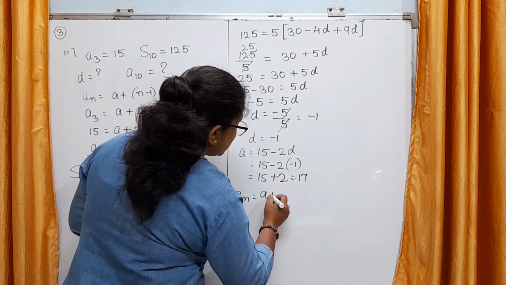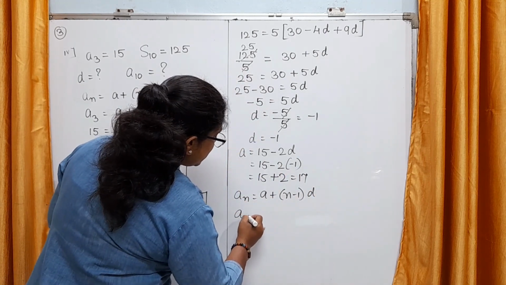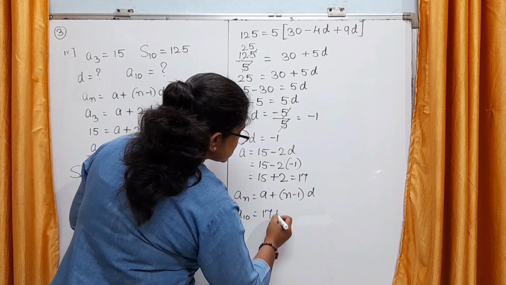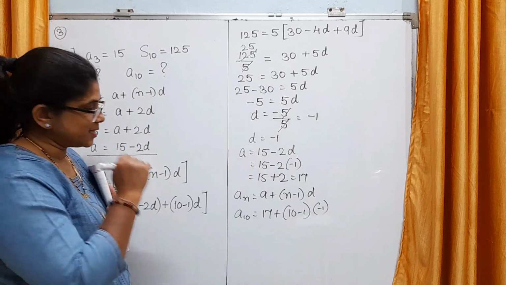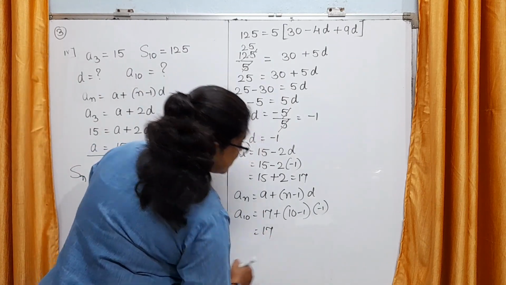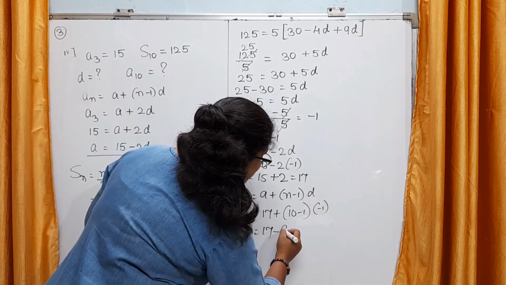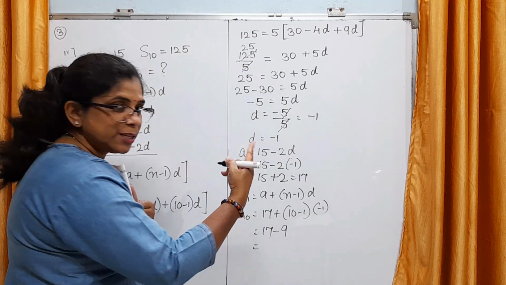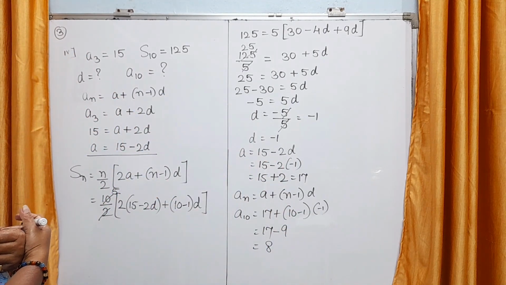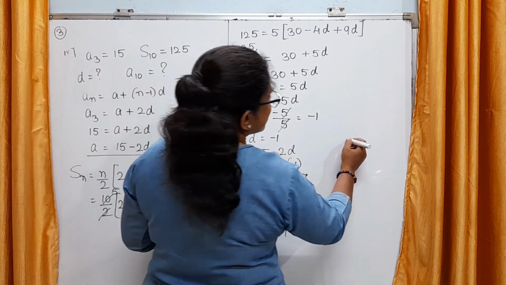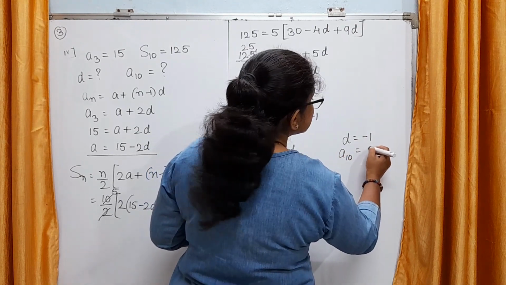An is A plus n minus 1 into d. So A10 is equal to 17 plus 10 minus 1 into minus 1, because our d is minus 1. 17, 10 minus 1, 9. 9 into minus 1 is minus 9. So 17 minus 9 is 8. So here our 10th term is 8. d is minus 1 and A10 is 8.